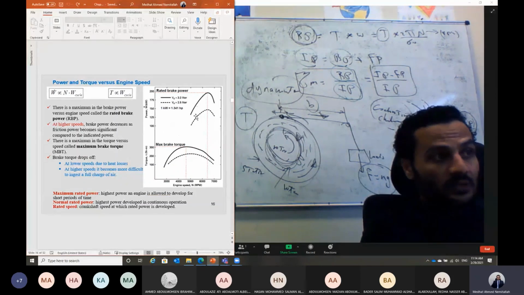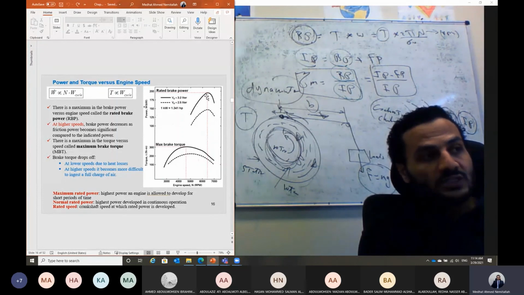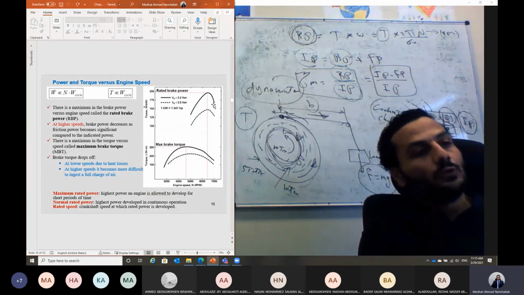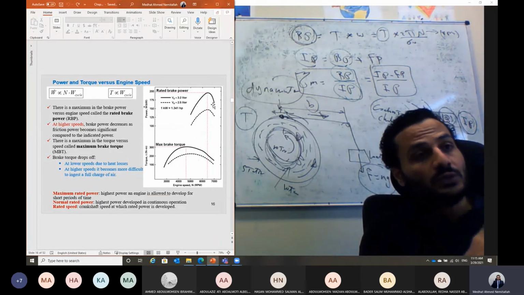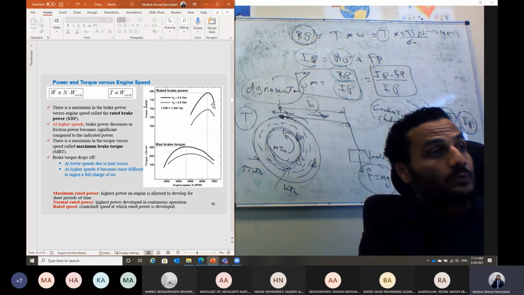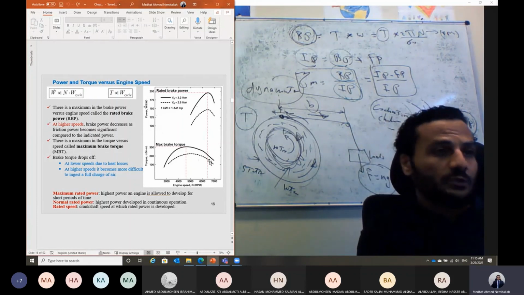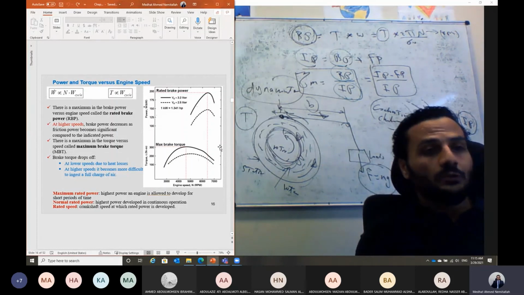So the brake power is a function of the engine RPM. It increases when the engine RPM increases up to a certain limit, which is the rated power, at which point when we increase the engine speed a little bit more, it will result in lowering the brake power, because most of the engine power will be consumed in the friction losses. The friction will become significant, and the brake power will drop down.